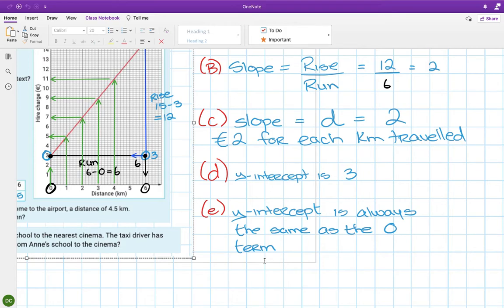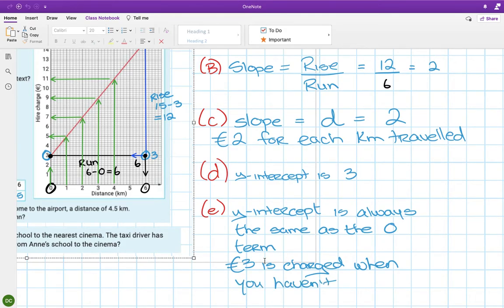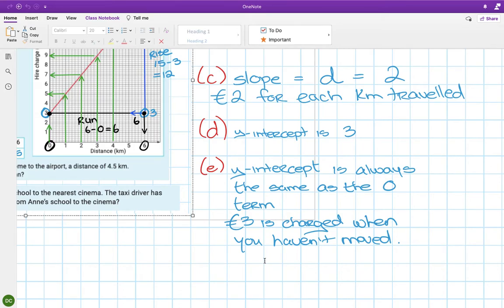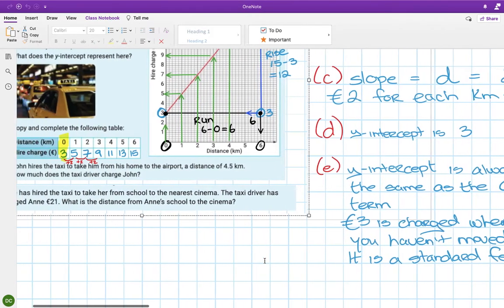So €3 is charged when you haven't moved. Remember we talked about this with the plumber, and they have like a call out fee. It's the same kind of thing with a taxi driver. If you get into a taxi, there's a fee that goes on the meter before it starts traveling. So the €3 charge when you haven't moved is a standard fee. There's a fee charge just for getting into the car before the car has moved, and it's the same as the mechanic and the call out charge, or the plumber and the call out charge, or whatever. Okay, so that's what the y-intercept means.